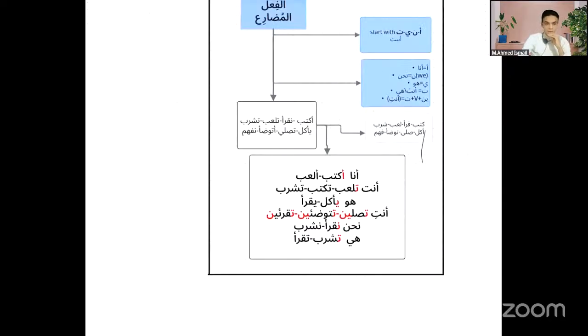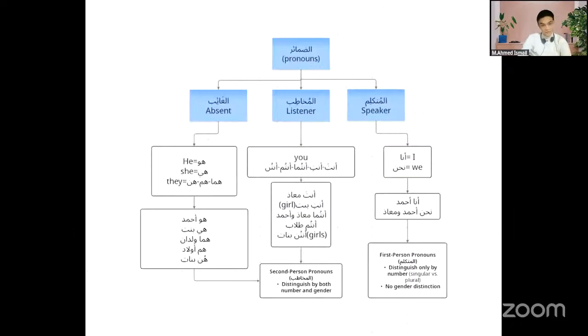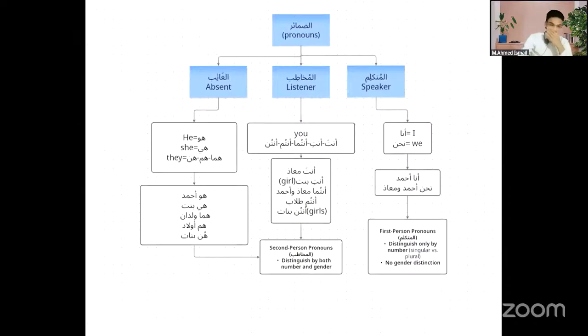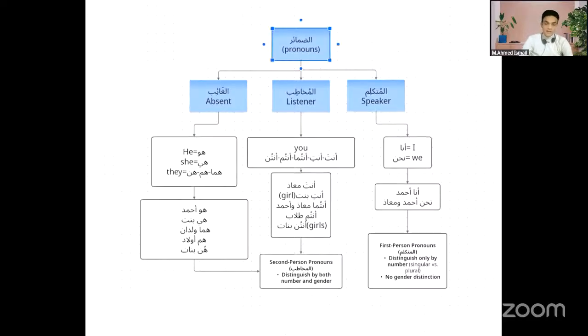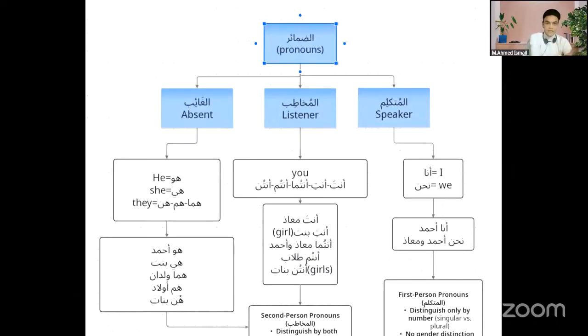Okay, the last page is about the pronouns, which we didn't mention before, or actually we mentioned some of it, but not all. Pronouns in Arabic, or الضمائر. What is الضمائر? It is like I, we, you, they. There are 3 types of ضمائر, like in English, where we say first person, second person, third person. But here we have المتكلم, المخاطب, and الغائب.